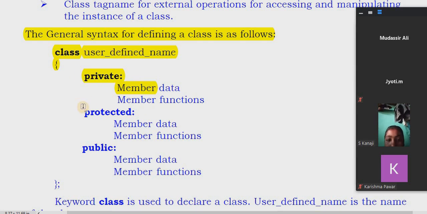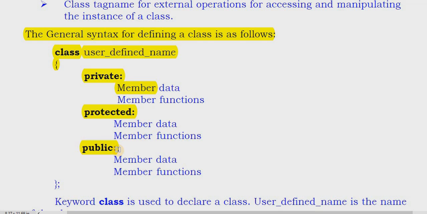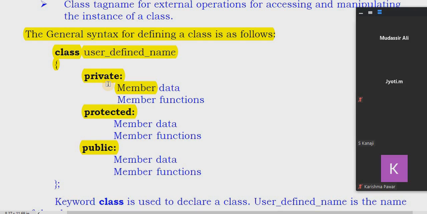So here we have to use private, protected and public. Okay, I will show you by creating. मैं अभी एक पेपर पे इसको सिस्टमेटिकली राइट करके बताता हूं मैं. So this is the general syntax: private, protected, public. So these are called as access specifiers.